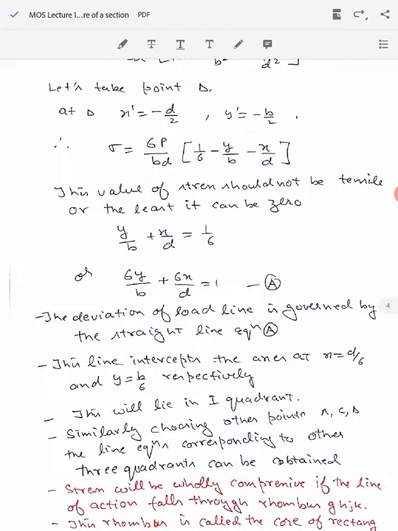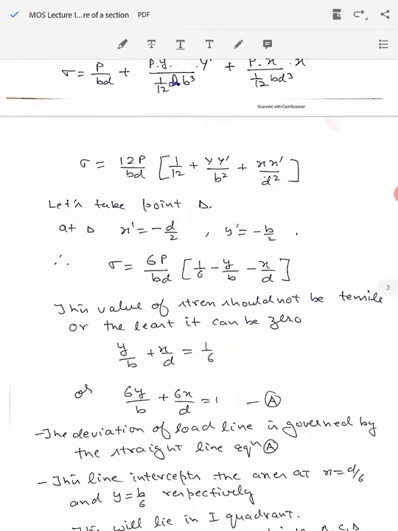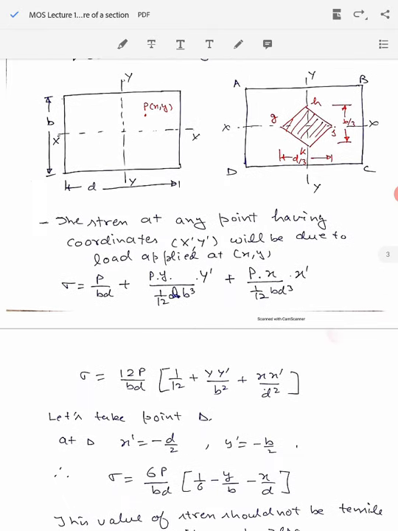Now let's see this figure also. Okay, now if I bring out the common value of 12P by bd, I am going to get an equation which is shown over here like this.